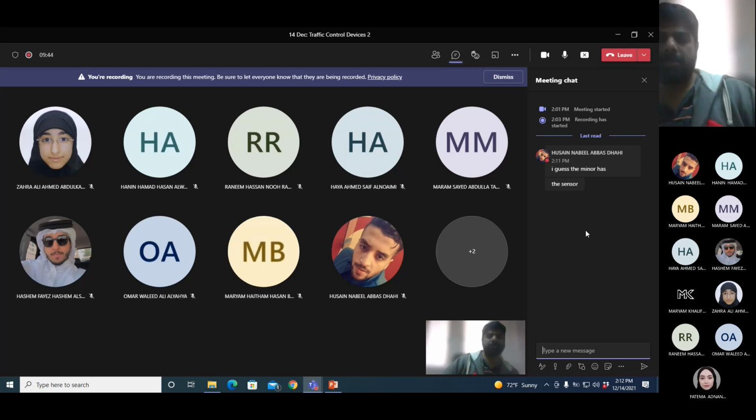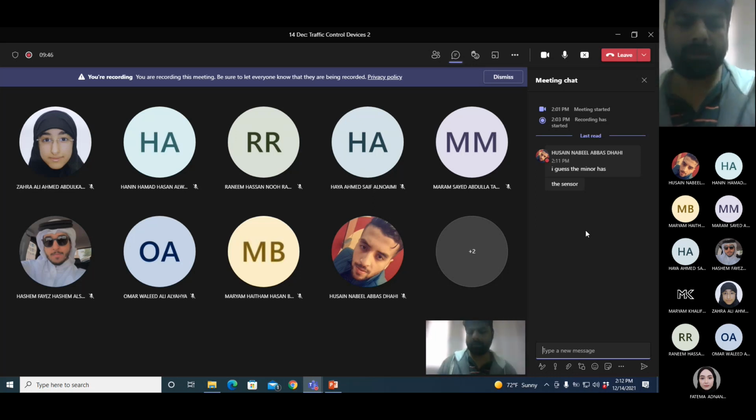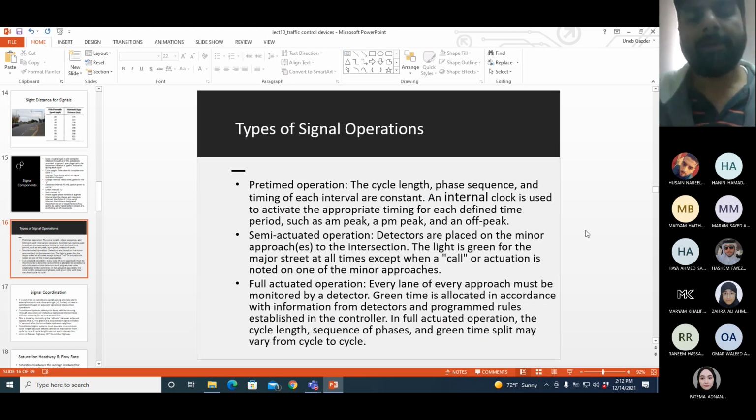Yeah, the minor should have the sensor. Yes, Suzanne, correct, you are right. The minor highway should have the sensor because the minor highway will have less traffic, and there will be a heavy proportion of the day during which there may be no traffic coming from that street. Okay, so obviously in that case the main highway will remain green. The minor highway has a sensor, and that sensor will indicate to the signal whether there's a vehicle or not. Unless the signal gets an indication from that sensor, it will remain green for the major highway. Okay, so this is the operation of semi-actuated.